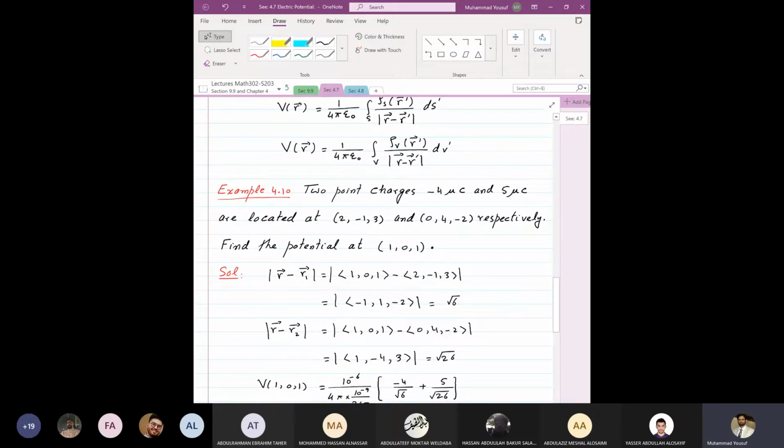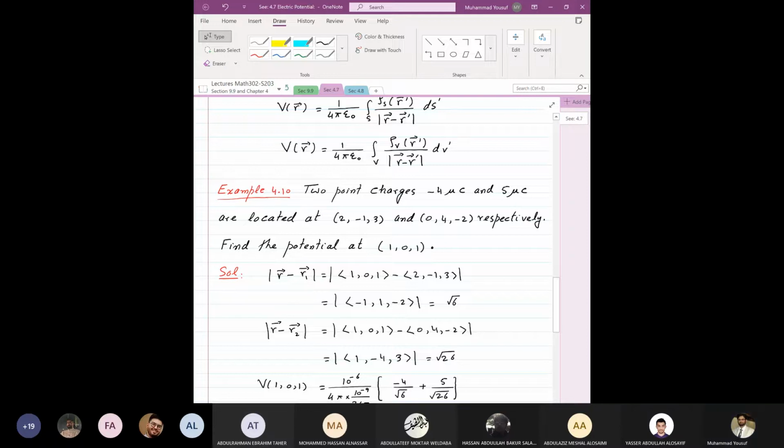Example 4.10. There are 2 point charges, -4 microcoulomb and 5 nanocoulomb, which are located at these 2 points respectively. Because of these 2 charges, we need to find the potential at a third point (1, 0, 1). So we will find the distance between (2, -1, 3) and (1, 0, 1), and between (0, 4, -2) and (1, 0, 1), that is |r minus r prime|.